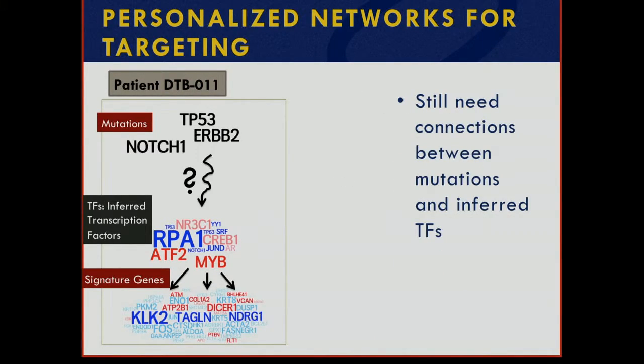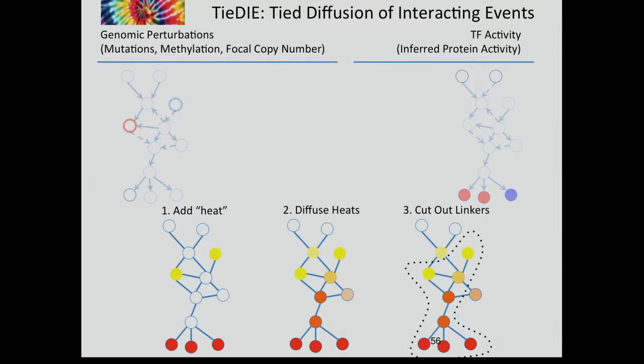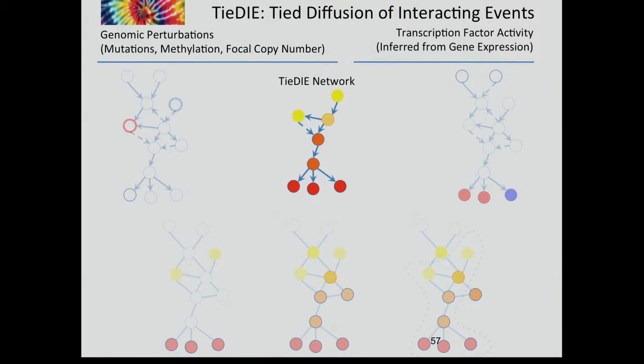And then we still have to fill in this gap. And we took inspiration from Ben Raphael's HotNet algorithm. So we published a method called TIDI, which takes in different sets of data from a particular patient or a subtype, and it builds a network that connects those using network diffusion. So if you have two different sets, let's say we have the mutations or other types of alterations, epigenetic or genetic, and then activated transcription factors, then you can use a diffusion process to find those genes that interlink those two sets. And so we call these the linker genes if they weren't in your starting set. And the tie-dye network combines both the things that you started with, those sources and targets, with those linkers.